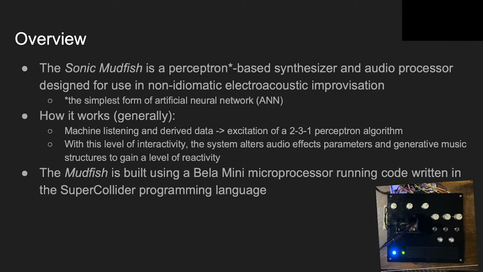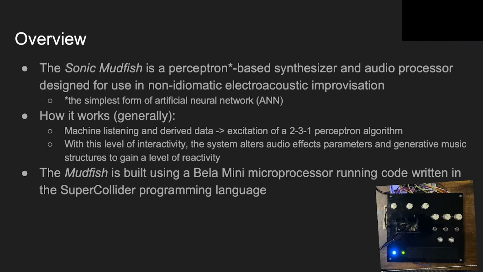A perceptron is the simplest form of artificial neural network, which is a very popular strategy for machine learning and artificial intelligence. In general, the system works through two phases of machine listening and data derivation. With the data gathered from these phases, it excites a 231 perceptron. Then the system is able to sort of look into audio effects parameters and generative music structures that occur throughout the machine and gain a level of reactivity, thus feeling as though you're collaborating with the computer itself.